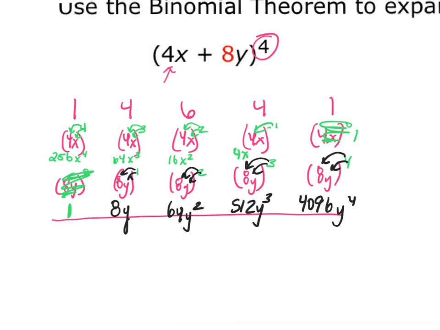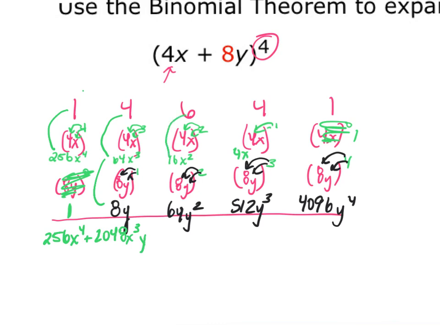So in this first row, I'm going to multiply down. I'm going to say 1 times 256x to the 4th is 256x to the 4th. Now I'm going to say 4 times 64 times 8. So 4 times 64 times 8. 2048, right? Then I have x cubed, y.